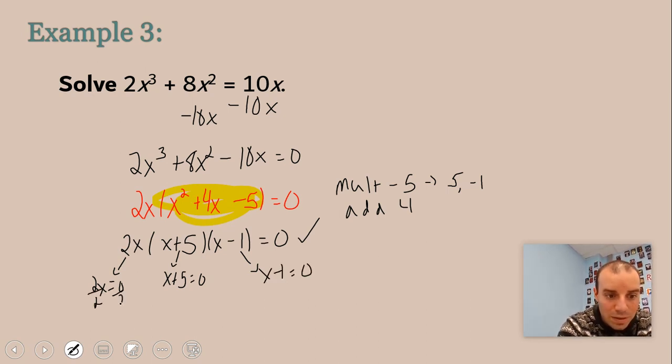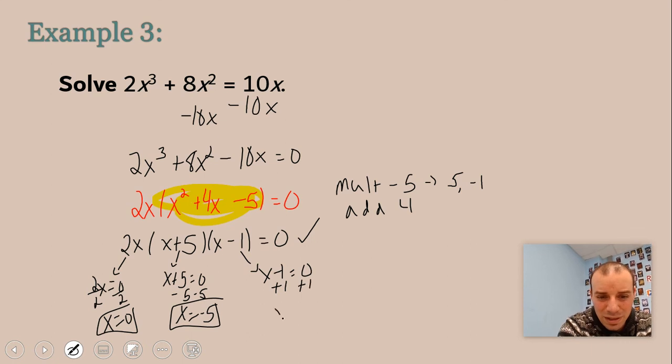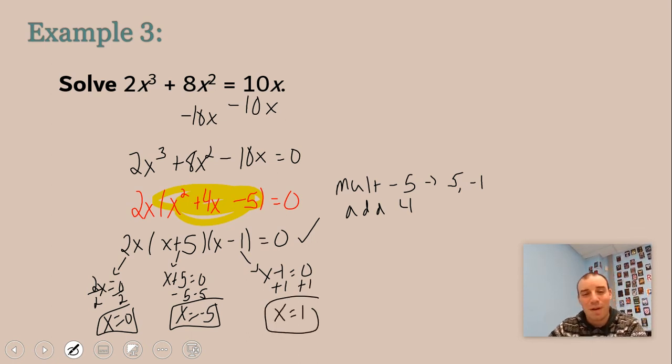One of my solutions here, divide by 2, you're going to get x is equal to 0. Here, subtract 5. You're going to get x is equal to negative 5. Here, add 1. And you're going to get x is equal to positive 1. All of these are your solutions. You have 3 solutions here. x equal to 0, x equal to negative 5, and x is equal to 1. You should feel a sense of accomplishment when you do a problem like this.